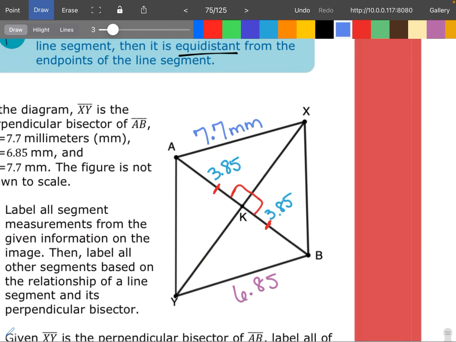So BX is also 7.7 millimeters. Conversely, we have BY is 6.85, so BY is 6.85 millimeters. Then AY is also 6.85 millimeters.